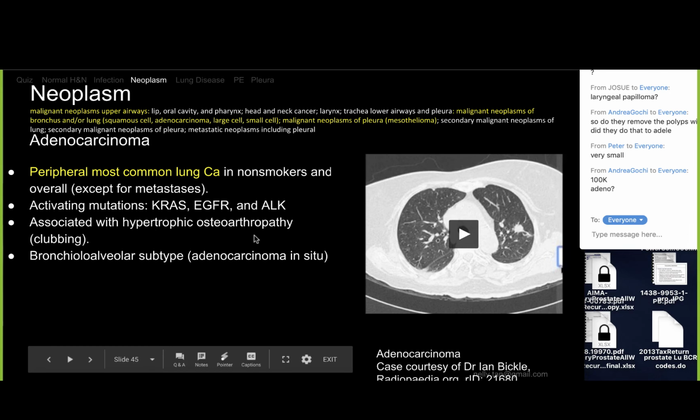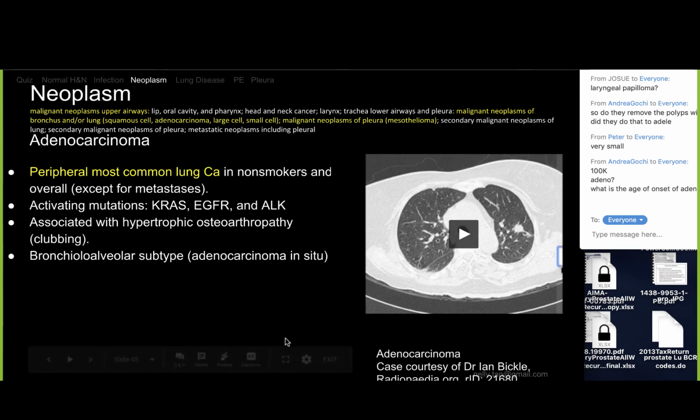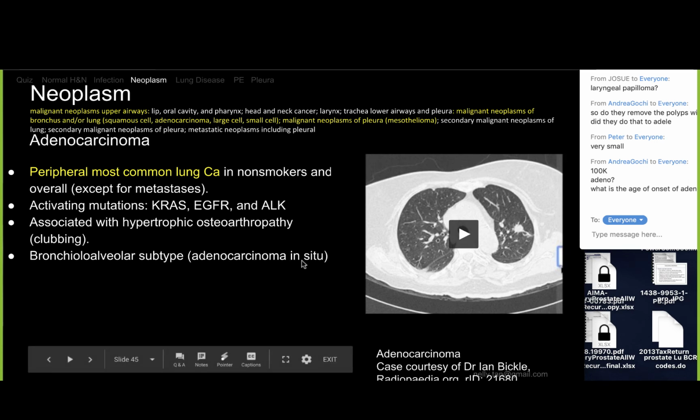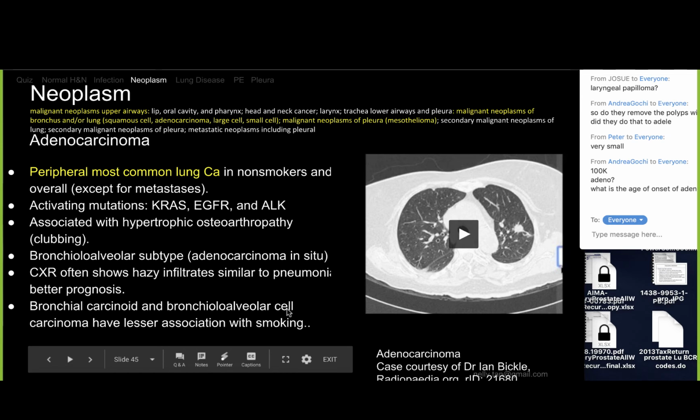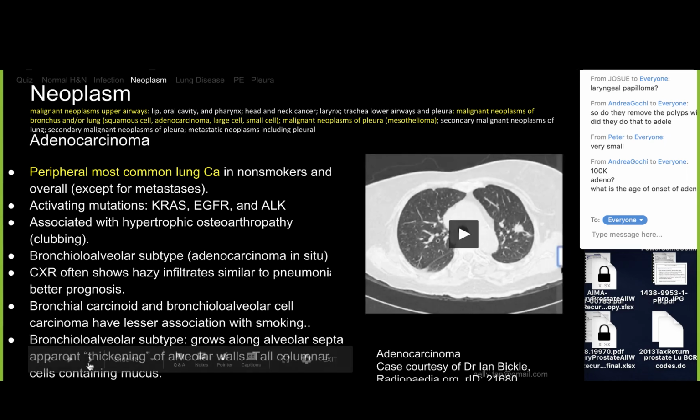It's associated with hypertrophic osteoarthropathy, which causes clubbing. And you can have an in situ subtype called, it used to be bronchoalveolar carcinoma. Now it's called adenocarcinoma in situ, which is the pre-malignant version in situ because the basal membrane is intact and has not been disrupted. So patients typically have this hazy appearance, so adenocarcinomas as well as carcinoids have no or lesser association with smoking, in contrast to squamous cell carcinoma. Okay, and so this is all coming from First Aid.